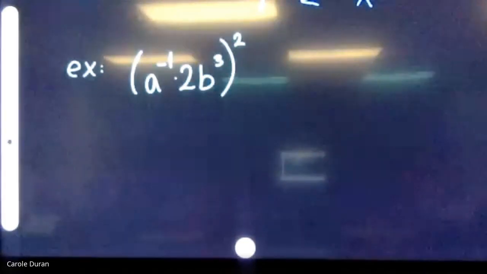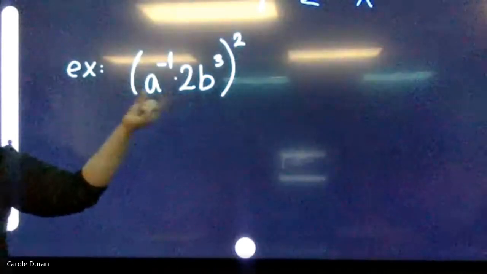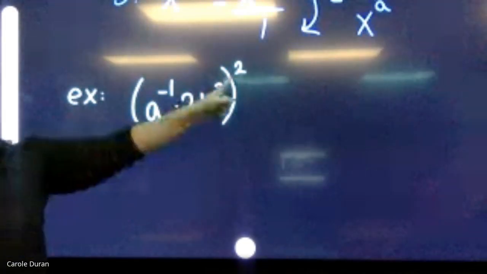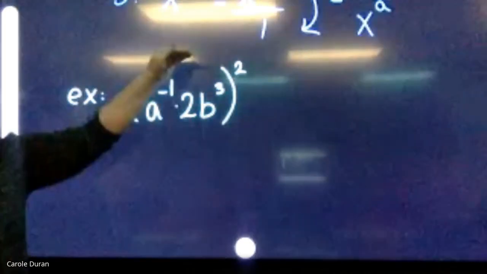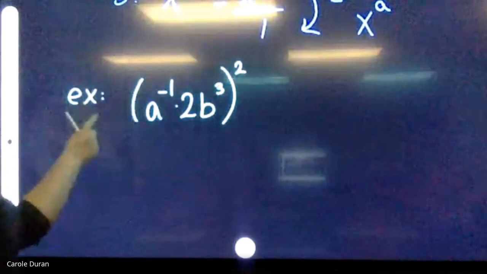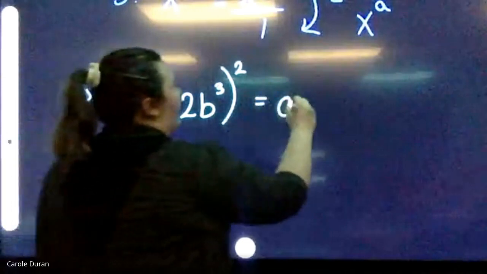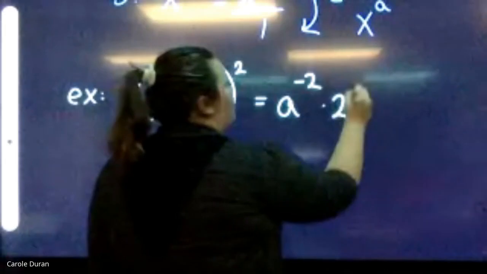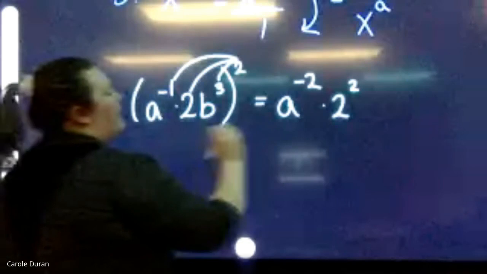So the first thing I would try to do here is look to simplify anything inside of the parentheses that I could put together. There is nothing inside that I can put together because my bases are different, which means then I have to deal with the 2 outside of the parentheses. Because this is an exponent to an exponent, the 2 is going to go to all 3 terms that exist inside of the parentheses. When they multiply in, they're going to multiply by the exponent that's already there. So this becomes a to the negative 2, because negative 1 times 2 is negative 2, times 2 to the 2. So it goes to all 3 of these terms, and then times b to the 3 times 2, which is 6.